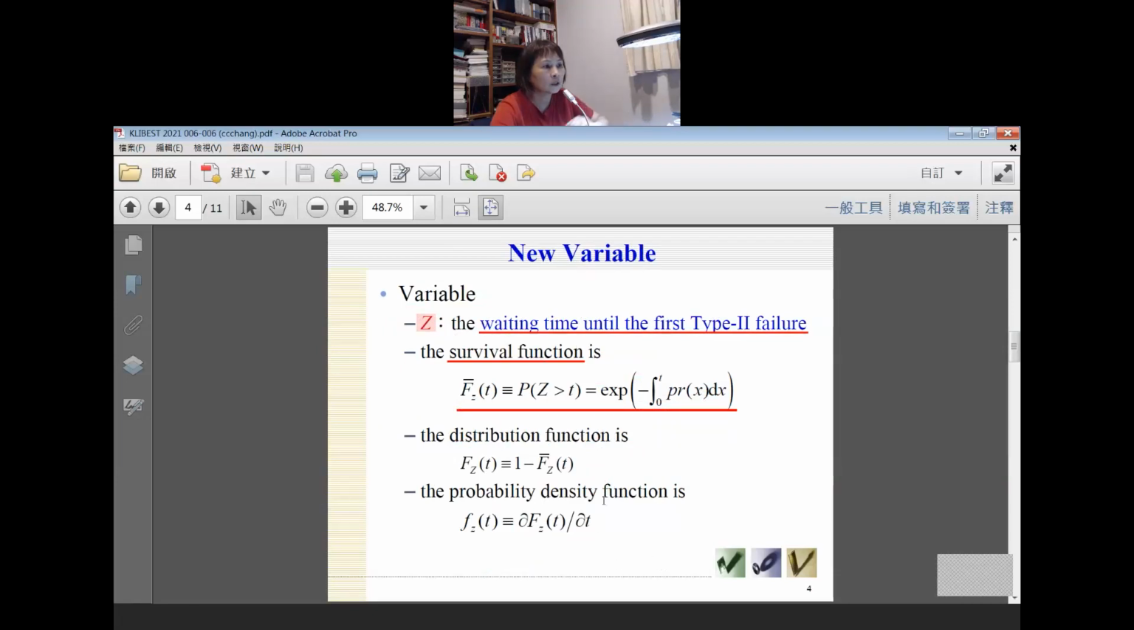This slide overviews the variables our paper used. First, we set Z as the waiting time until the first type 2 failure. And we set the survival function F̄Z(t) as this equation. The distribution function is as this equation. And the probability density function fZ(t) is as this equation.